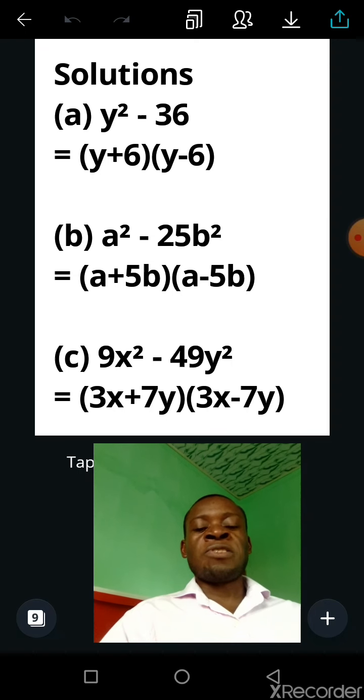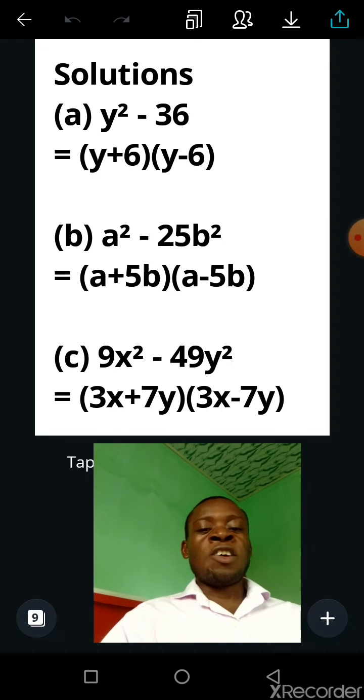The square root of 49 is 7, so what we have there is 7 raised to the power 2. So in all, we now have 3 raised to the power 2 x raised to the power 2 minus 7 raised to the power 2 y raised to the power 2, which will now give us (3x + 7y)(3x - 7y).